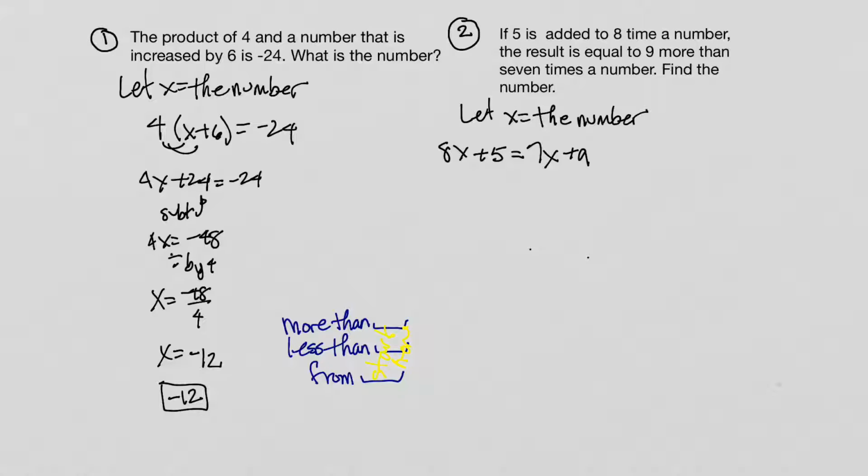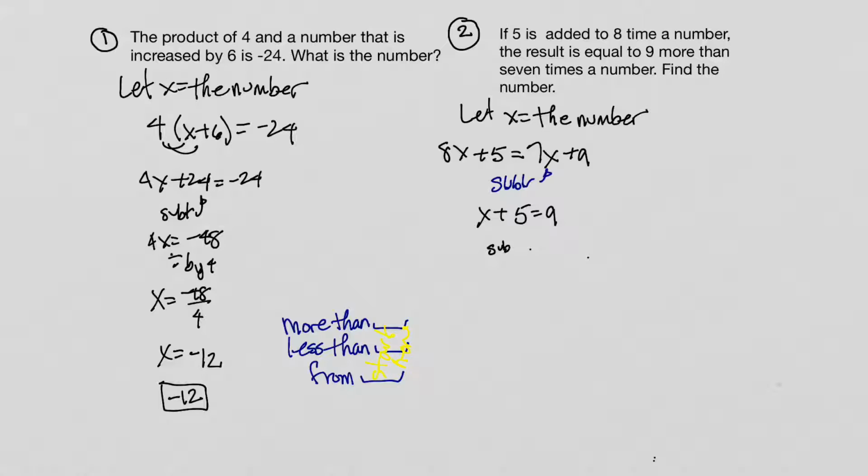Now we can solve this, right? We look at what we've got. We've got x's on the left side, on the right side. I've got more on the left than I do on the right. So my plan here is that I will subtract that 7x. Let's just do it here. So we'll get 8x's minus 7x's. That's just an x plus 5 equals, and then on the right side, 7x minus 7x. No more x's. We're just left with 9.